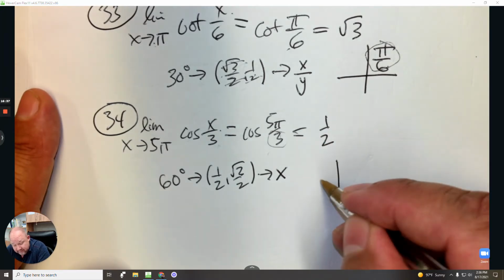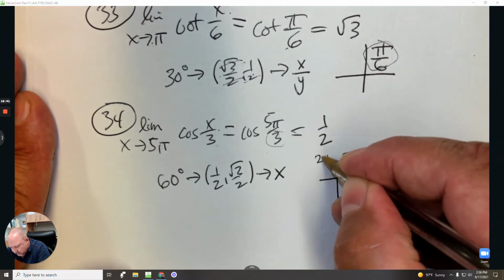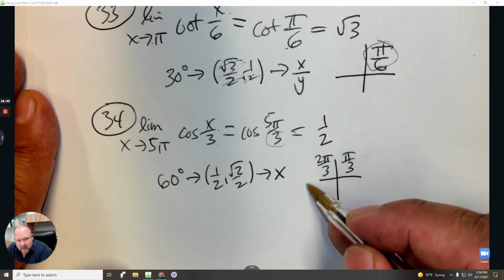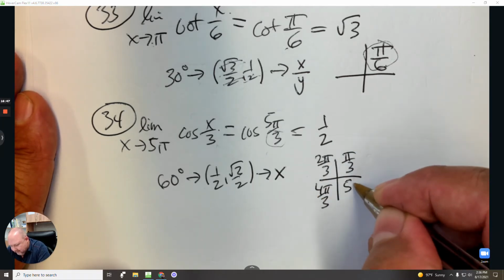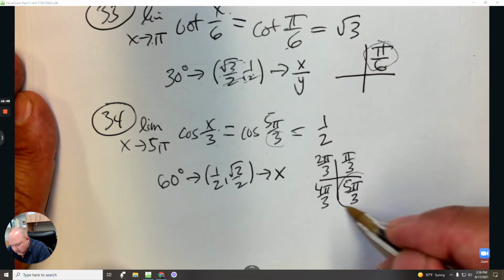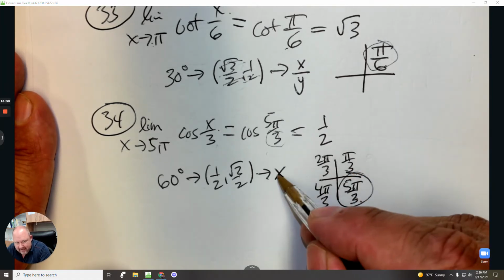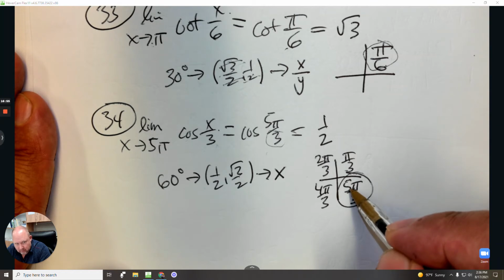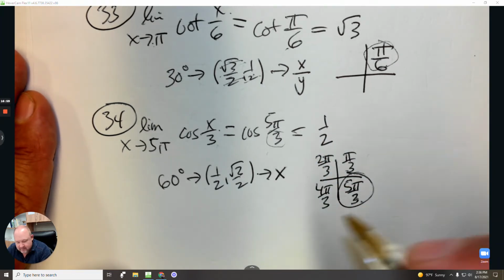Now, is it positive 1/2 or negative 1/2? So 1 pi over 3, 2 over 3, 3 over 3 we skip, 4 over 3, and then finally 5 over 3. We're in this quadrant. That's quadrant number 4. And the x-coordinate in quadrant number 4 is positive. So the answer is positive 1/2. Number 35.